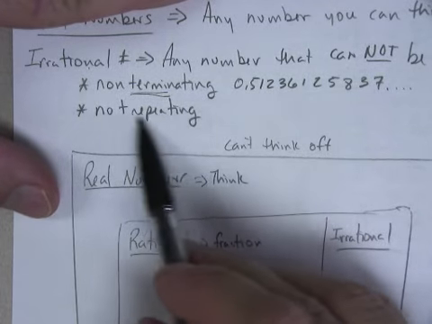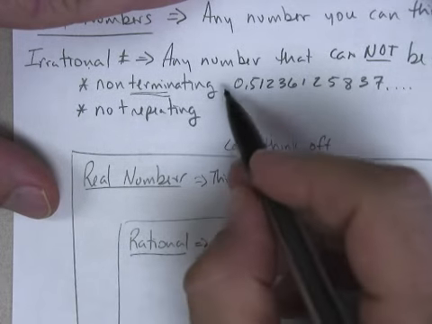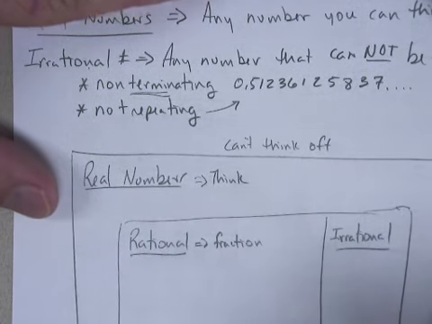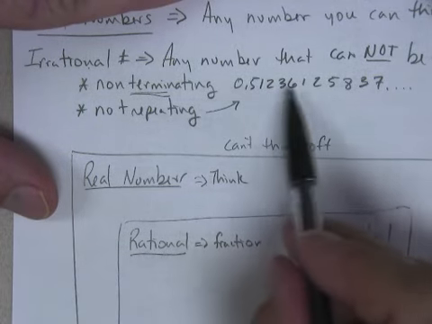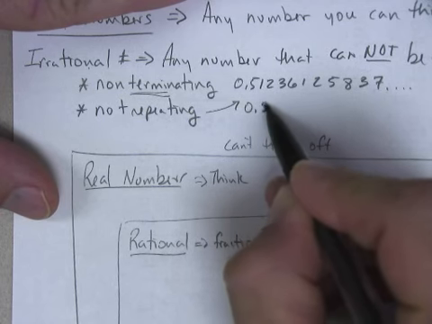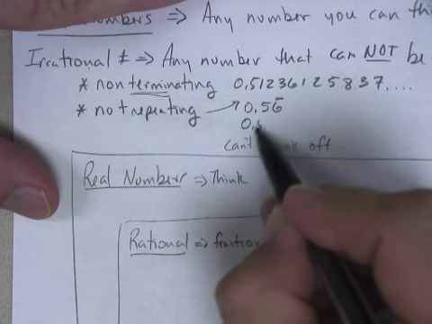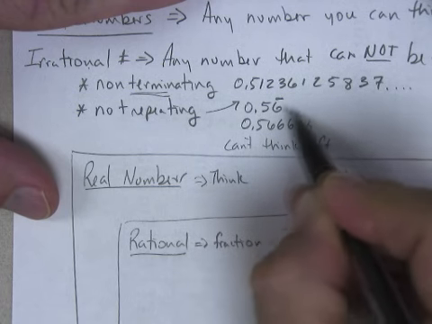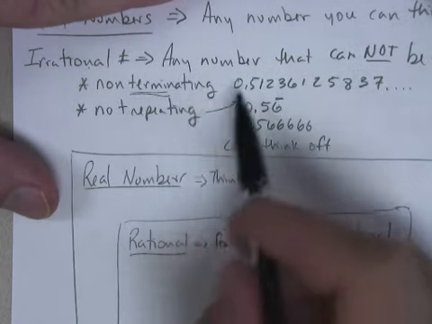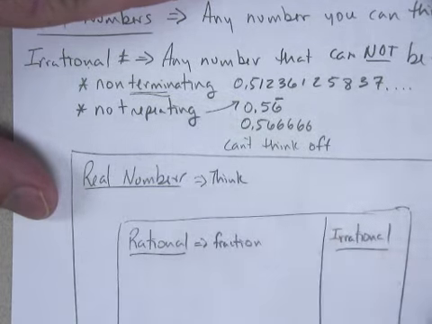We also consider non-repeating numbers as irrationals. For example, this would be a non-repeating number. Notice the numbers don't repeat. Something that does repeat would be like 0.56, and then the 6 repeats and repeats and repeats, like 0.566666, which is going to be 6 with the bar on the top. So non-terminating, never-ending, and non-repeating, doesn't repeat, we classify those as irrational.